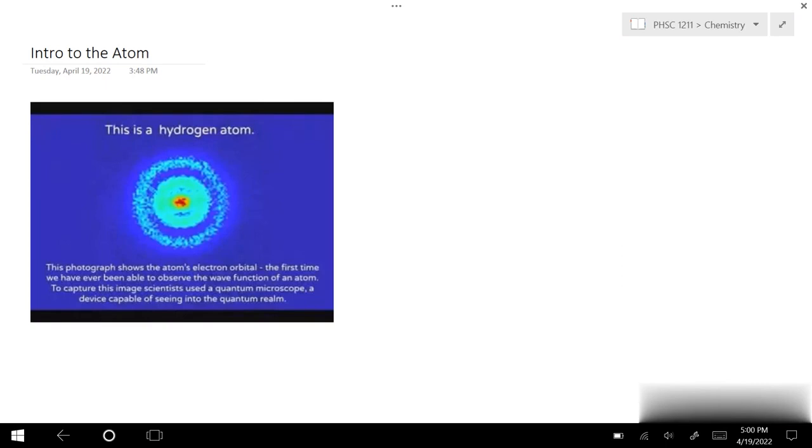Okay, so let's start looking at the atom. What I have here is an image, taken using a quantum microscope, of what the hydrogen atom looks like. By no means am I going to be able to draw what these things actually look like. I'm actually going to go back to the old-fashioned Bohr model.